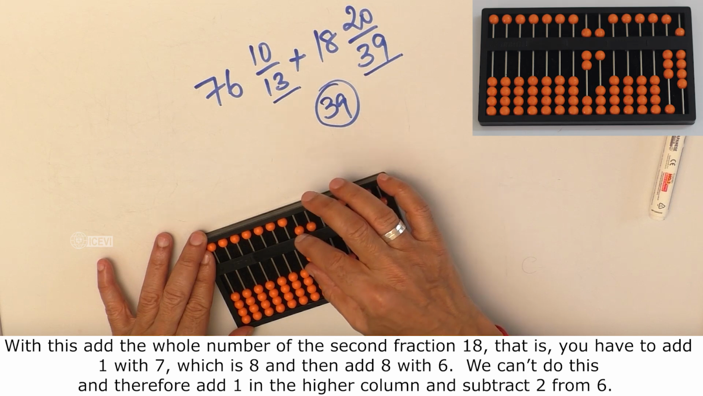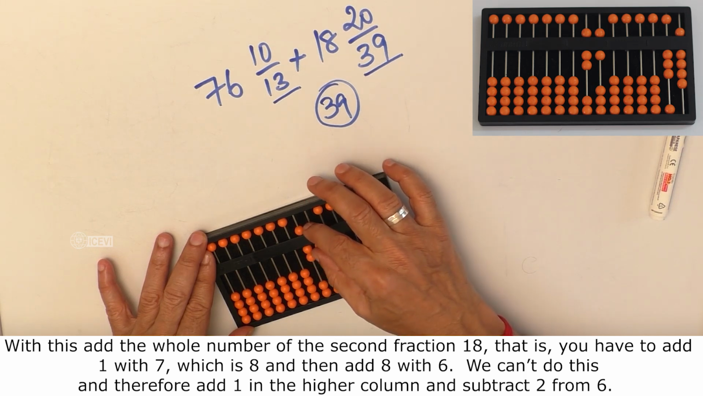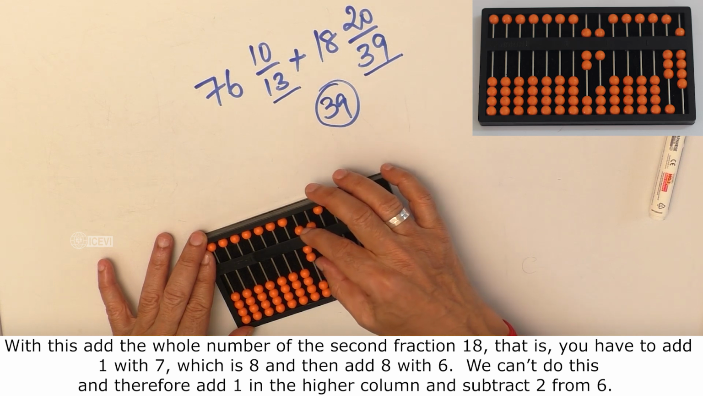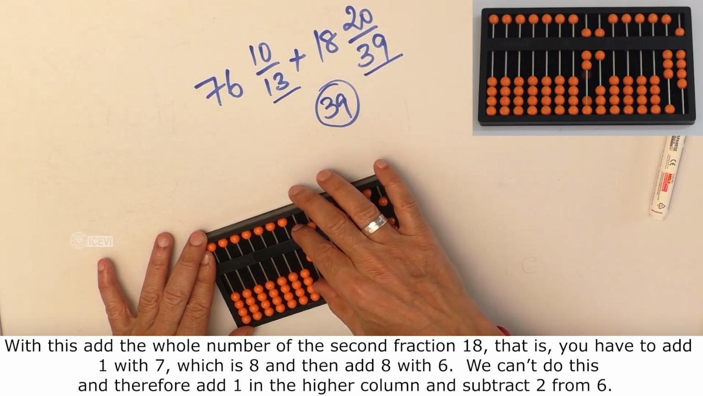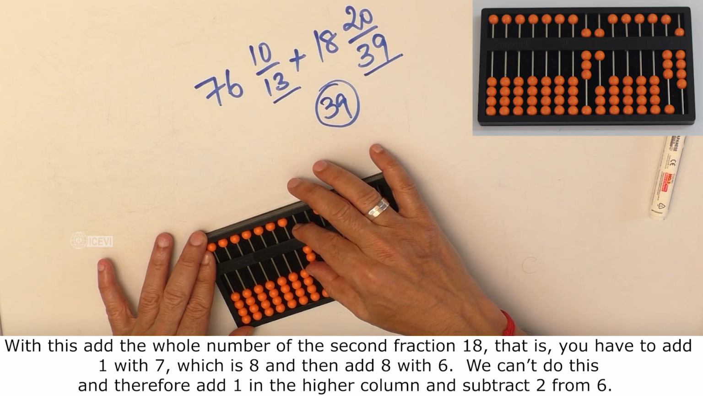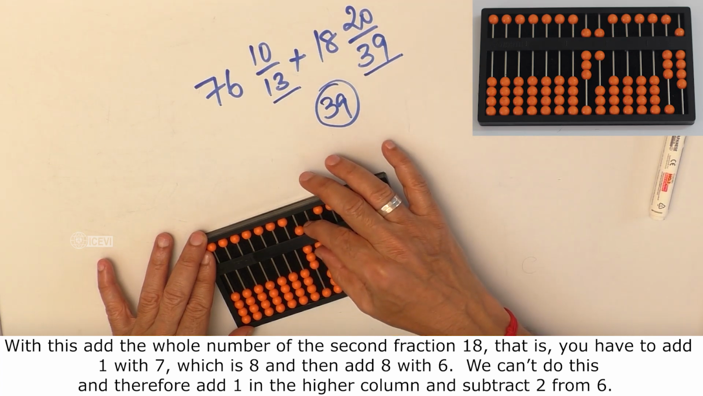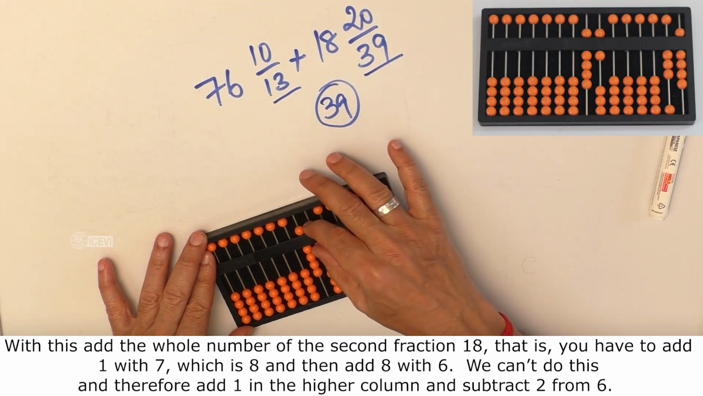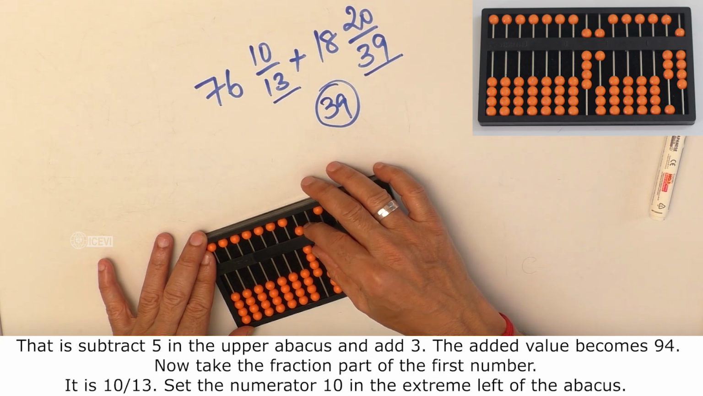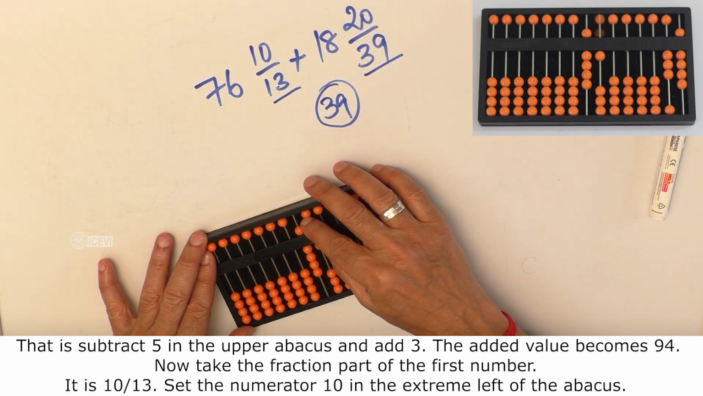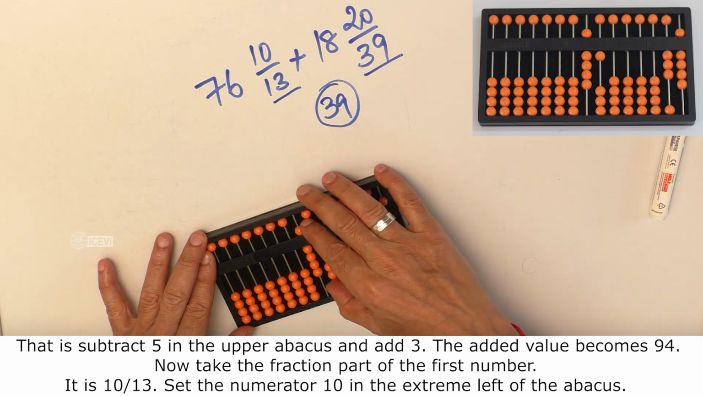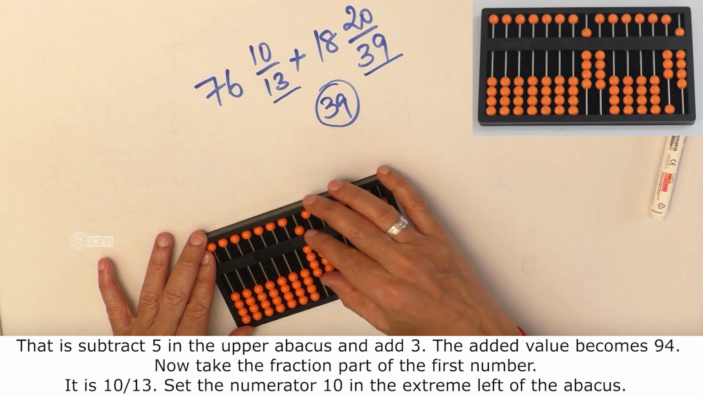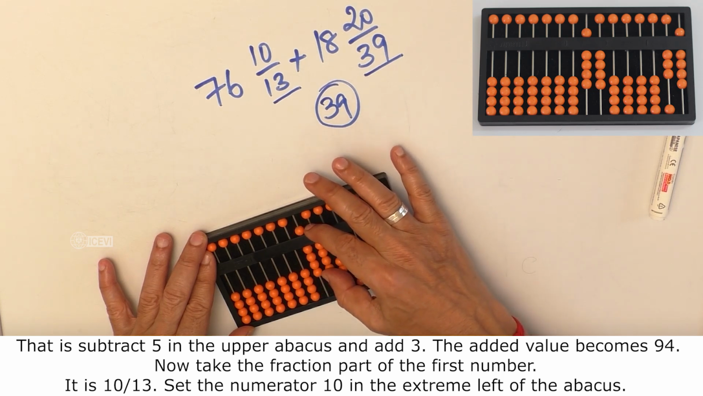With this, add the whole number of the second fraction 18, that is, you have to add 1 with 7, which is 8, and then add 8 with 6. We can't do this, and therefore add 1 in the higher column and subtract 2 from 6, that is, subtract 5 in the upper abacus and add 3 in the lower abacus. The added value becomes 94.